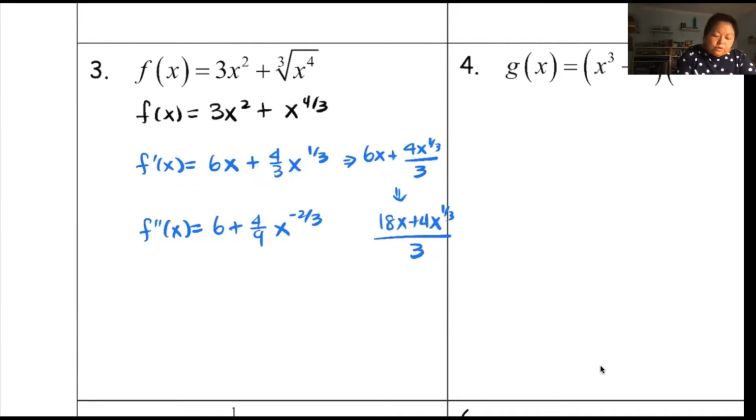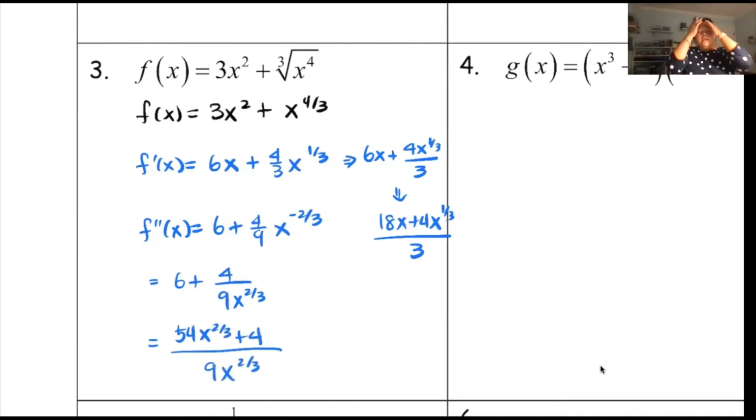Your second derivative will do the same thing. We'll have 6 plus 4 over 9, x to 2/3. So you want to multiply this. You can do the crisscross applesauce too. It'll still work because they have no common denominator. So this will give you 54, x to 2/3, plus 4, all over 9, x to 2/3. All right. Again, we're not making this prettier. I totally understand that, but there is a definite good thing to writing it as one fraction, because when we use it later on, this is so much easier to use than the original form.